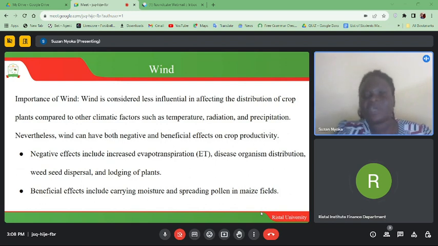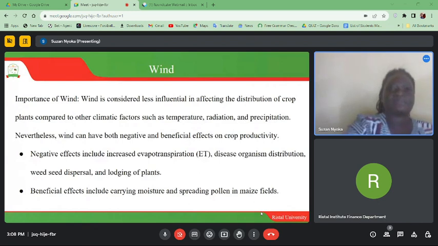Negative effects include increased evapotranspiration, disease organism distribution, weed seed dispersal, and lodging of plants. Beneficial effects include carrying moisture and spreading pollen in maize fields.